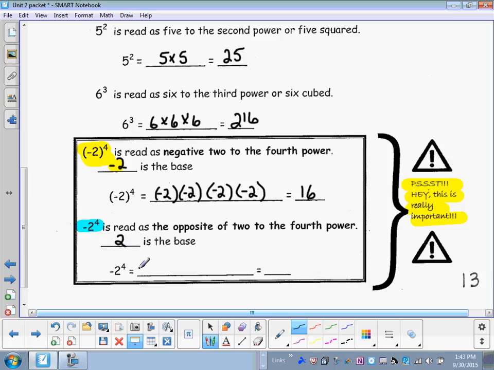So really, in the expanded form, it's a negative 1 times 2 times 2 times 2 times 2, which is a negative 16.